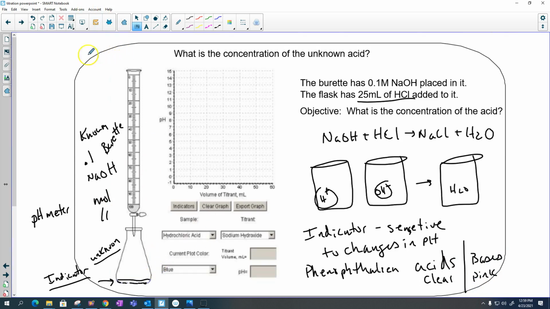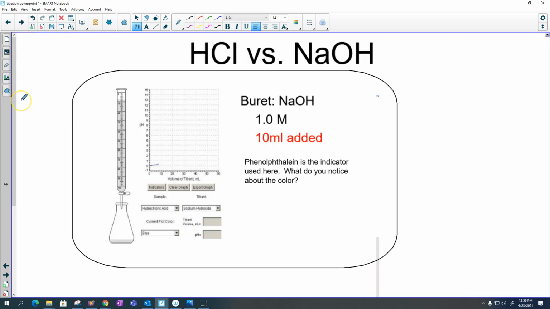Okay? So we're going to start adding in, see what happens. Let's forward one slide and see, okay, we've now added a little bit. You'll notice it's still clear. We would literally titrate to our first sight of pink, when it stays pink. So now we're moving along here. Again, phenolphthalein is still clear. Okay. And we've added more, looks like you see it dropping down.